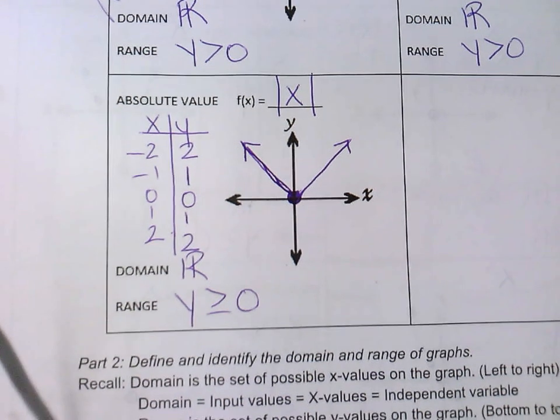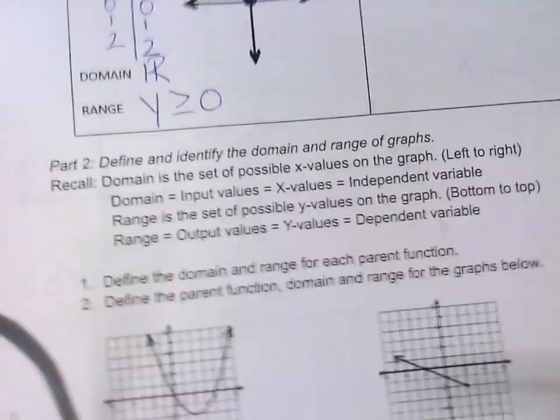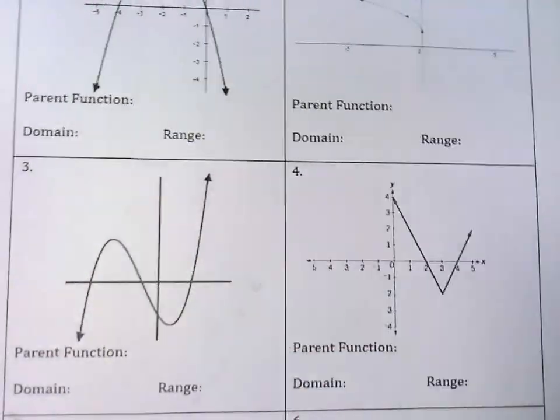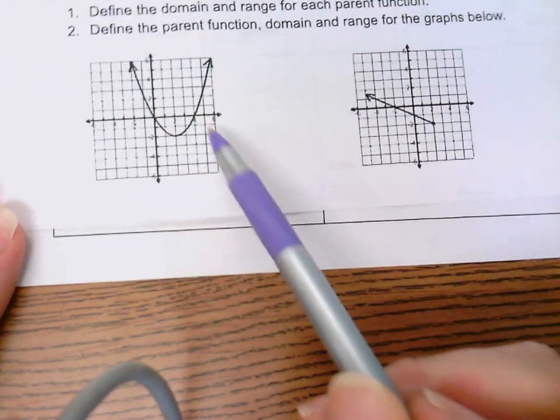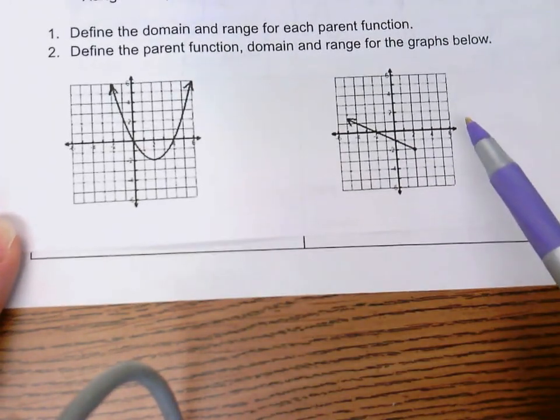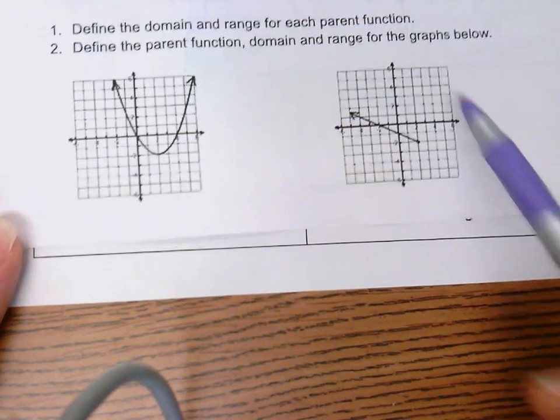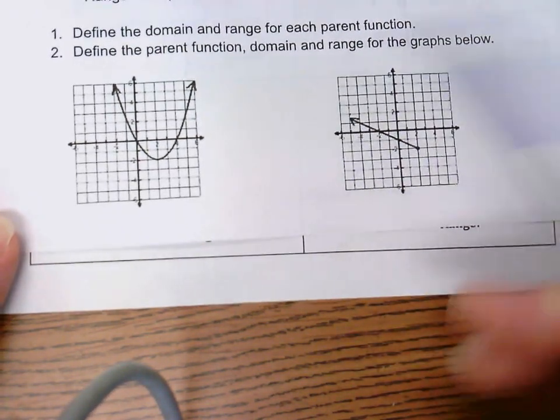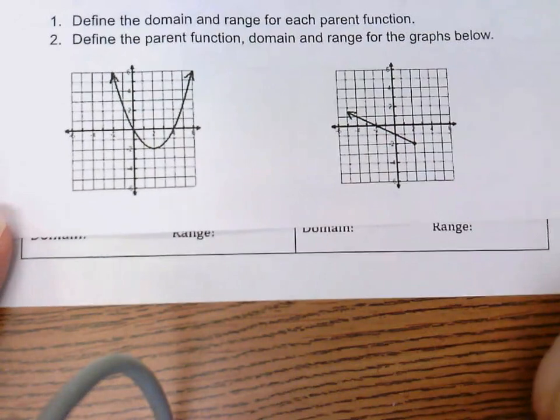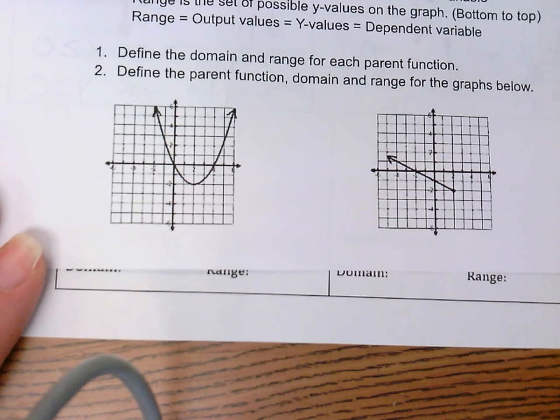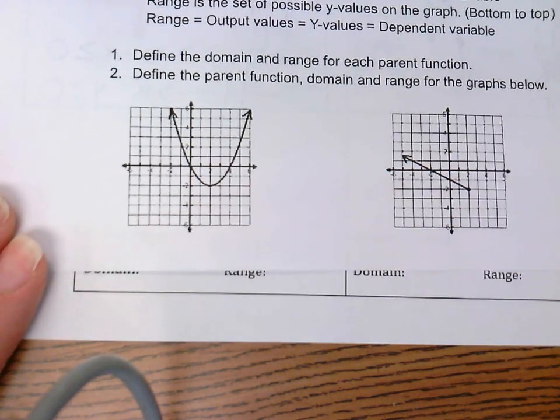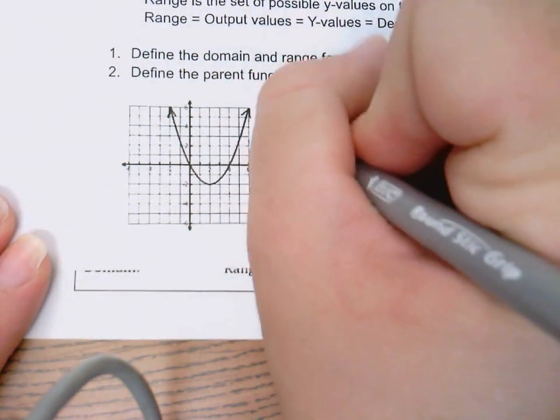So I just want to show you 1 and 2 at the bottom so that when we come back in, you can try 1 through 6 on your own on the next page. So we are going to just decide which parent function this is and then state the domain and range. And that's what we're going to do on the next page too. So what parent function is that on the first one? Quadratic, because it's a parabola, right?